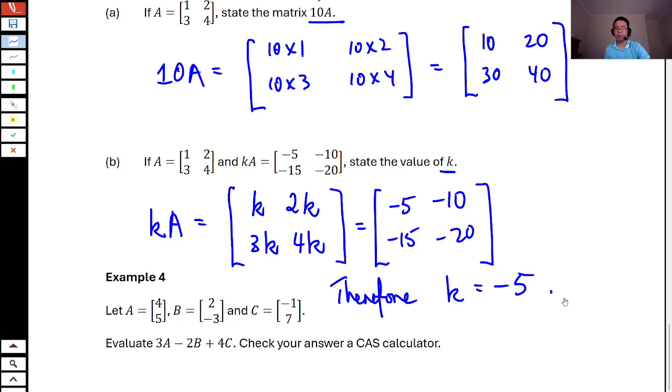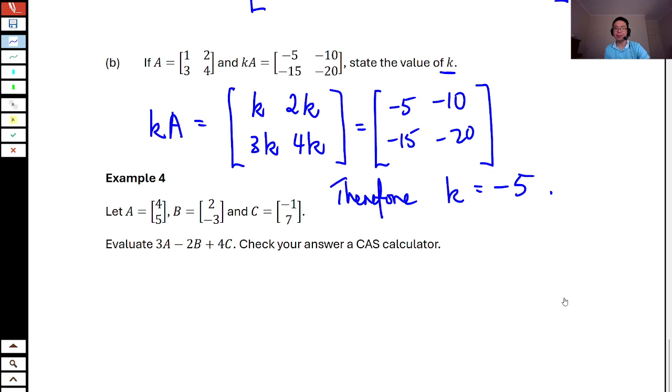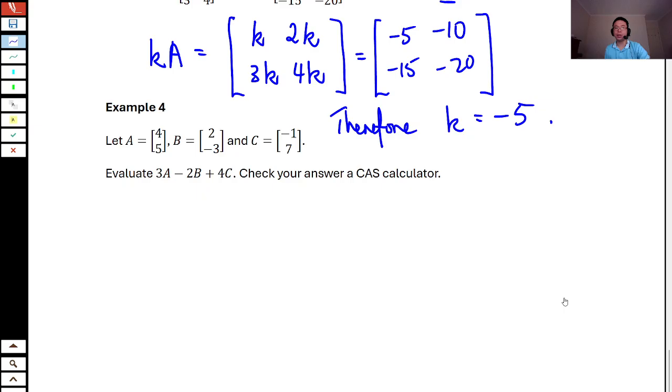All right, one more example, and I'll do a quick CAS demo as well. So what I want you to notice here is I have combined scalar multiplication with addition and subtraction. Might look intimidating, but it really isn't. All we need to do is do the scalar multiplication first, and then do the addition and subtraction.